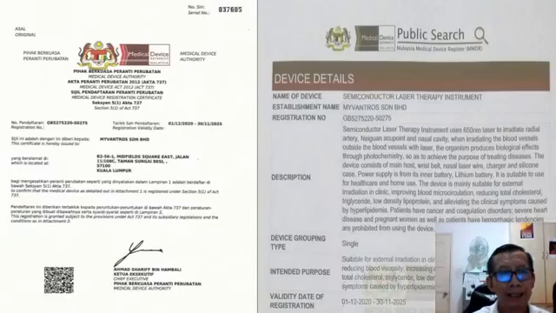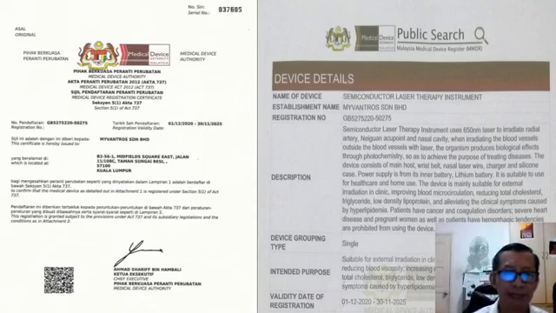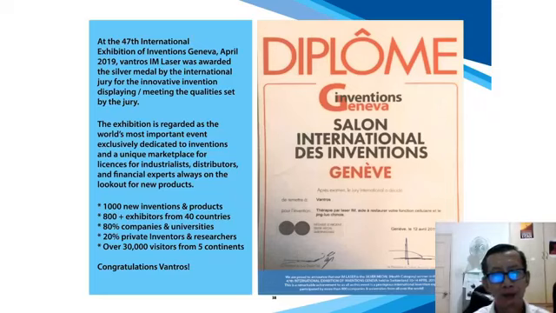Okay, and this is also endorsed by the Medical Device Authority. The name of the device is semiconductor laser therapy instrument. This is the registration in Malaysia. And in 2019 they went into a contest in Geneva, Switzerland, under the category of new innovation products in the medical industry, and they received a silver award for these new innovation products.